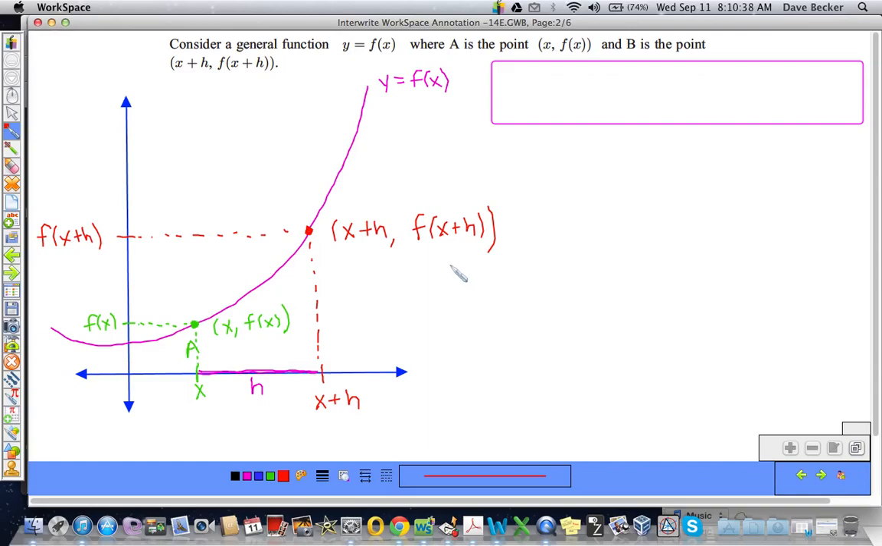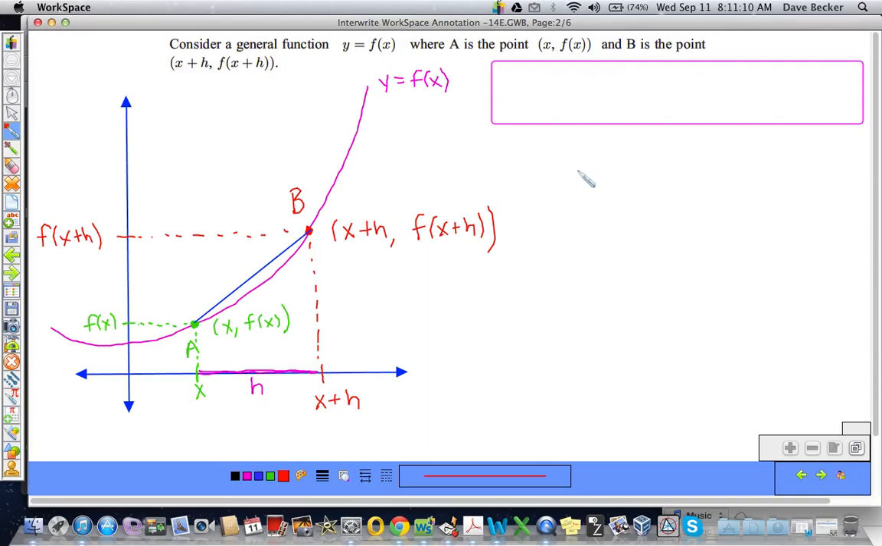Okay, and now let us draw a chord. We'll make it blue, from A to B, which I did not label as B, so let me do that. Okay, so that is B. Okay. So, what's the slope of this chord?